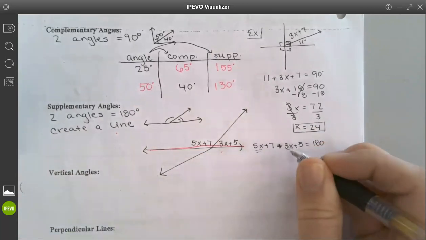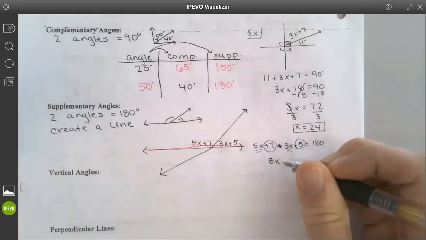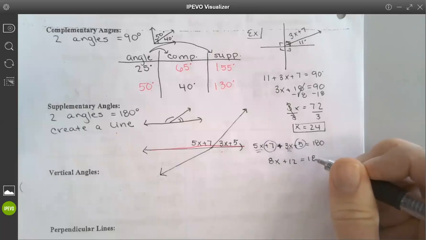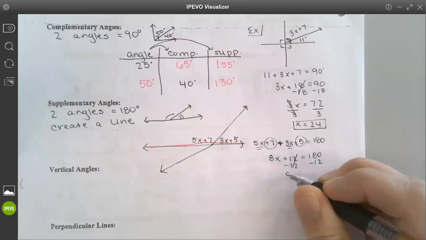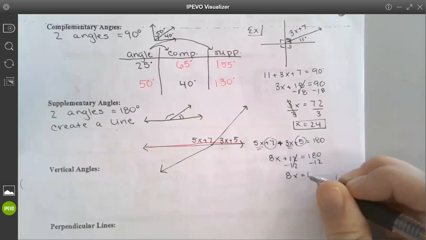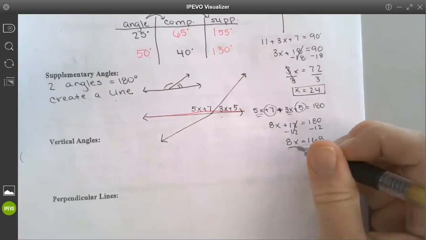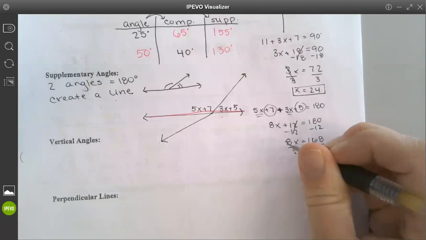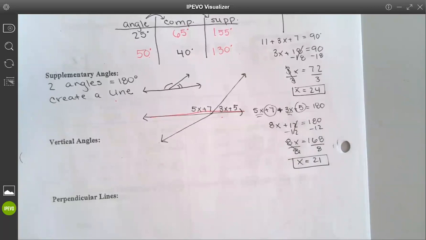So I have 8x all together. 7 and 5, so plus 12 equals 180. Subtract 12. And 8x equals 168. What is 168 divided by 8? It would be 21. Because 8 goes into 16 twice and into 8 once. So 21.